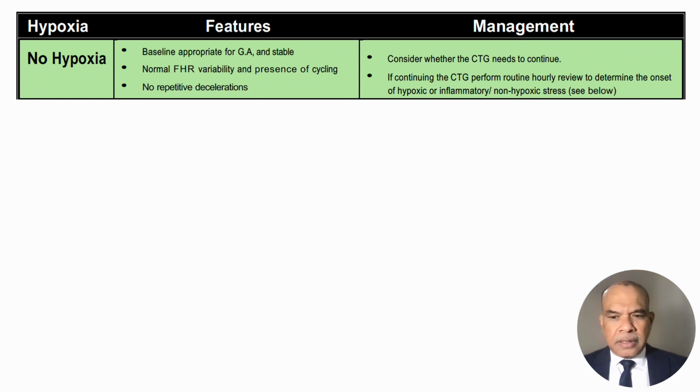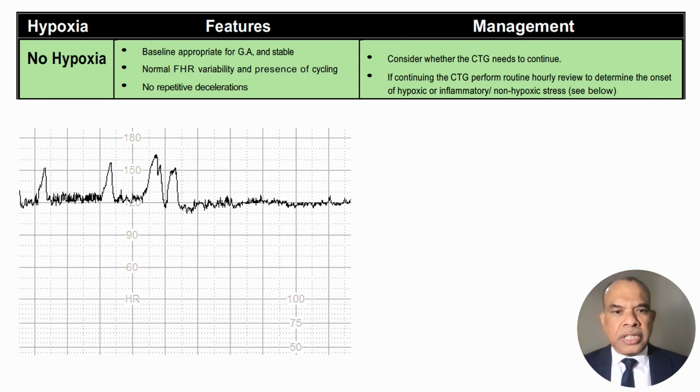It's very simple. It starts with no hypoxia, so everyone would agree that this is no hypoxia because it says the baseline is appropriate for the gestational age. So if a fetus at 40 weeks comes to you with a baseline of 150, the rest may look normal, but that baseline is not appropriate for gestational age. So the baby might be having chorioamnionitis. Then you should have normal fetal heart rate variability and presence of cycling.